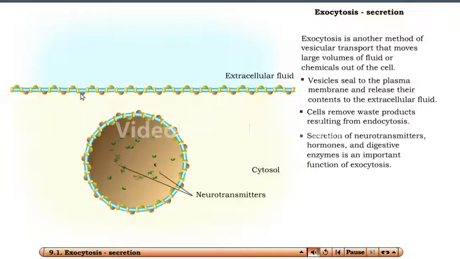Nervous cells release neurotransmitters via exocytosis, and secretory cells secrete important substances like digestive enzymes and hormones.